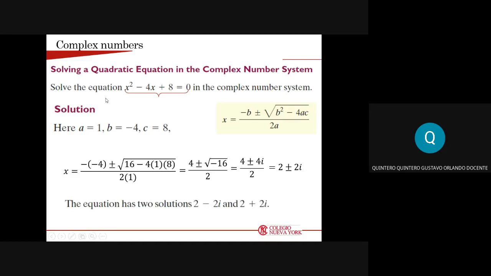Now, since this is a quadratic equation, that means this has two solutions. One is with the negative sign. Look, 2 minus 2i. And the other solution is with the positive sign, 2 plus 2i. There we go. Now, there is something really interesting about these two numbers. This is a number, right? This is a complex number, right?